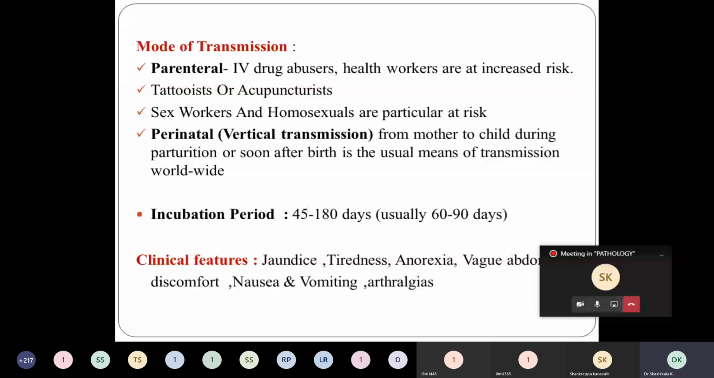Coming to the mode of transmission, it's parenteral, that is IV drug abusers; health workers are at increased risk, as are tattooists or acupuncturists; sex workers and homosexuals are particularly at risk. Perinatal transmission is called vertical transmission, that is from mother to child during parturition or soon after birth, the usual means of transmission worldwide. The incubation period is 45 to 180 days, usually 60 to 90 days. Clinical features are jaundice, tiredness, anorexia, vague abdominal discomfort, nausea, vomiting, and arthralgias.